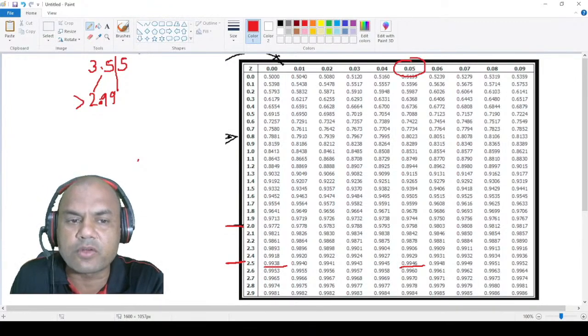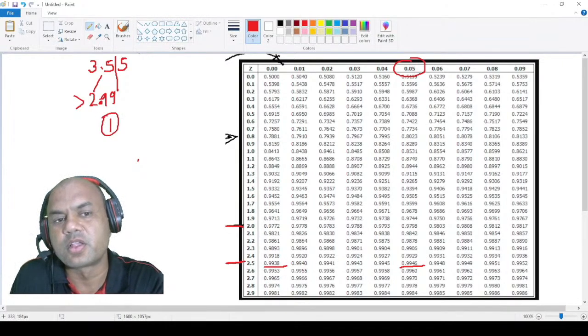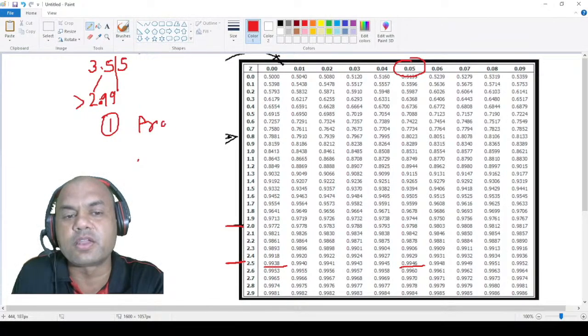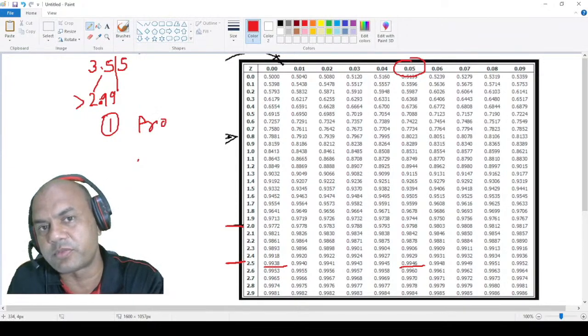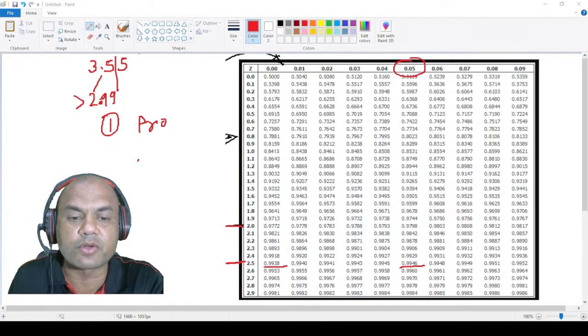So whenever I can't find this number, what will I do? I'll take this as 1 directly. So my probability becomes 1 if I want to find out for 3.55. Okay, so these are just some examples which I wanted to show you.